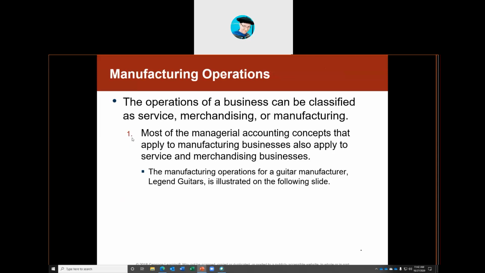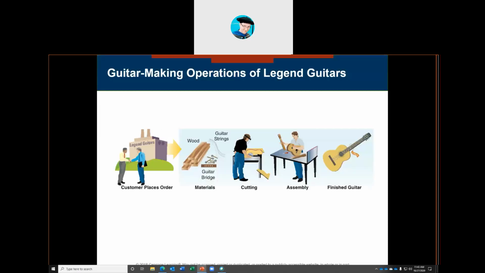Let's talk more about manufacturing operations. These are the operations of the business that can be classified as a service, merchandising, or manufacturing. Most managerial accounting concepts we apply to the manufacturing business because they also apply to service and merchandising businesses. In manufacturing operations, for a guitar manufacturer, for example, we're going to show that to you now. This is the process by which we manufacture.